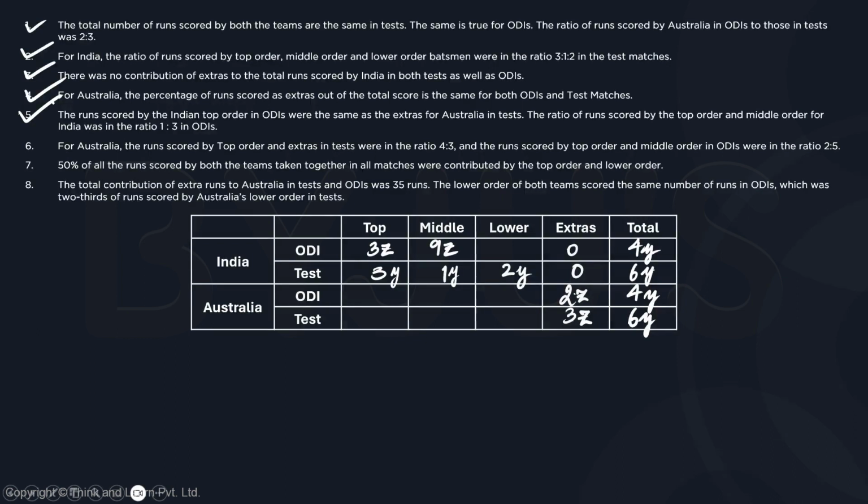Okay, the next statement says for Australia, the runs scored by top order and extras in tests were in the ratio 4:3. So we are looking at tests. Since it is in the ratio 4:3, the top order and the extra, so this gives this one as 4Z. And the runs scored by the top order and middle order in ODIs were in the ratio 2:5. Now, for ODI, we need it to be 2:5.